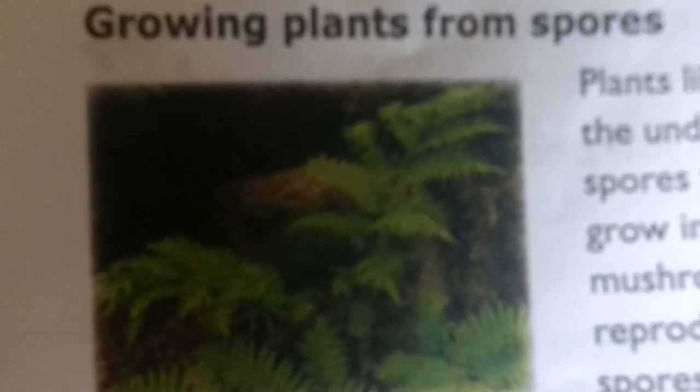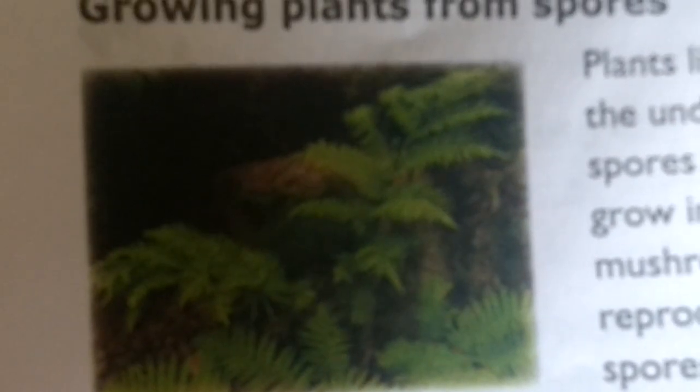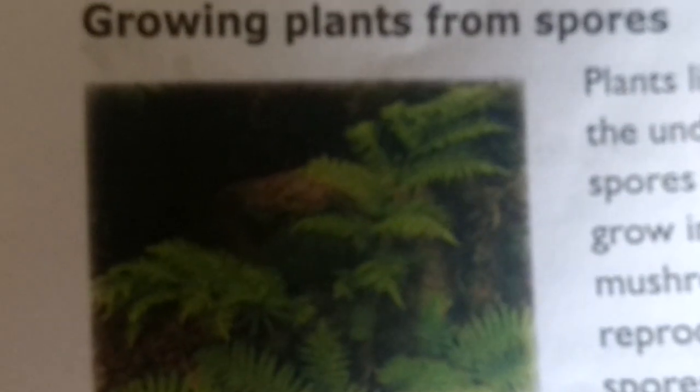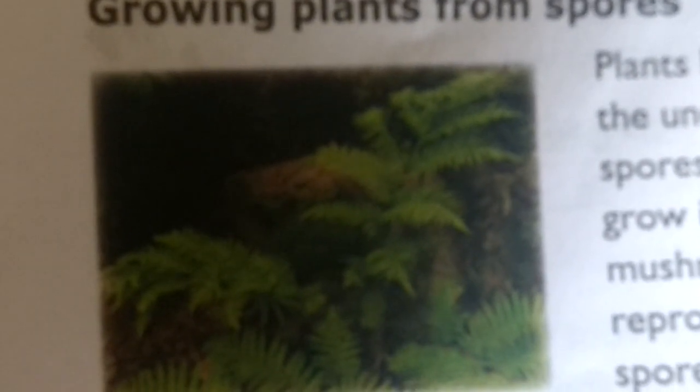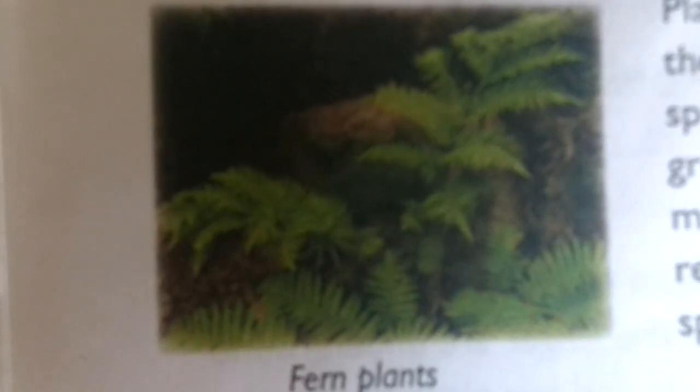Now we'll see growing plants from spores. Some plants like ferns and mushrooms do not bear flowers, so they do not produce seeds. So they produce spores. Spores are tiny powder-like substances on their body parts. New plants grow from these spores.